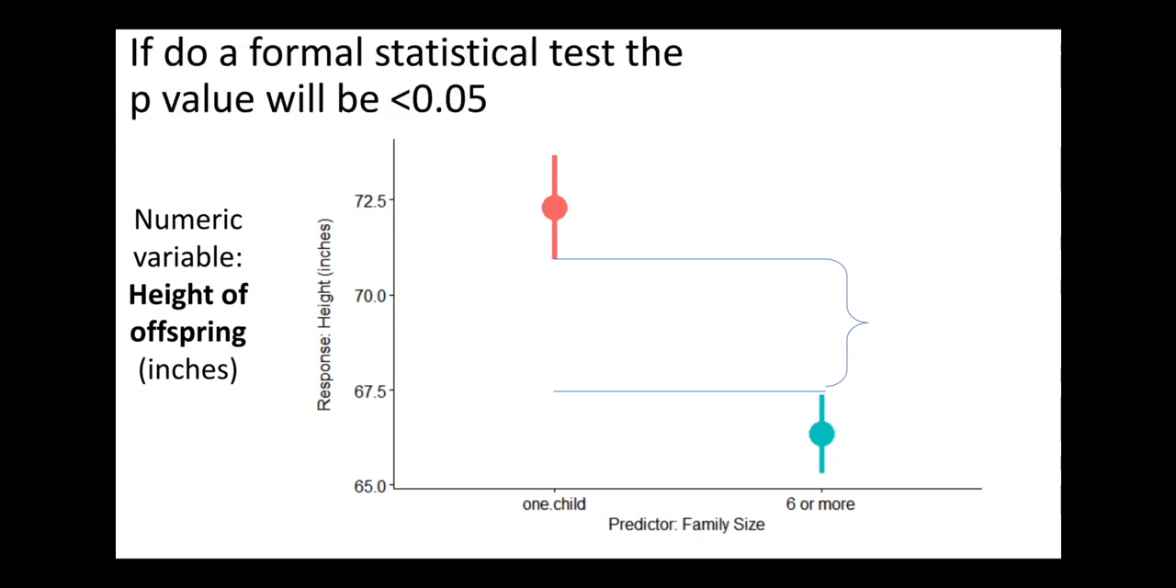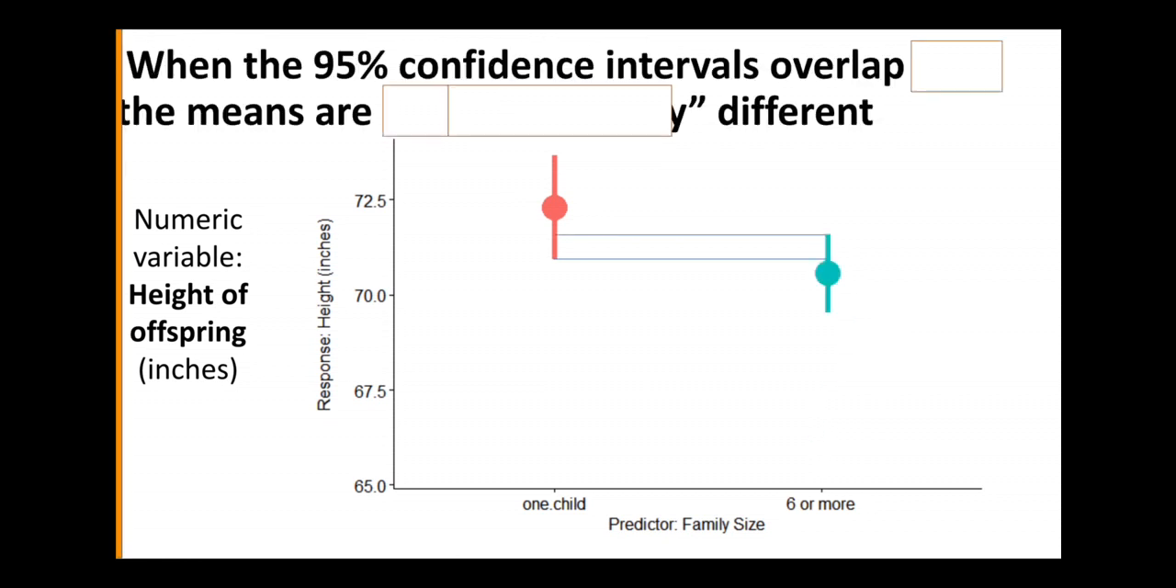If we were to do a formal statistical test, such as a t-test, which would be appropriate for this data, the fact that the confidence intervals don't overlap would mean the 95% confidence intervals don't overlap. That would mean the p-value would be less than 0.05. So p would be less than 0.05. We'd have to actually do the math or use a computer to determine how small the p-value is. P of 0.05 is a usual cutoff for using the term statistically significant.